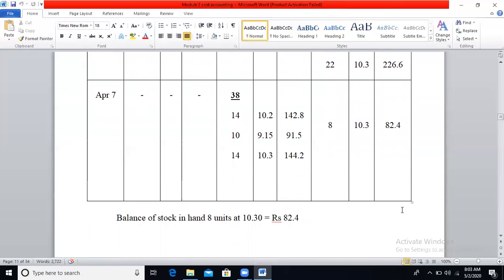So the balance of stock, that is your closing stock, will be 8 tons at rupees 10.30. The total value will be 82.4.